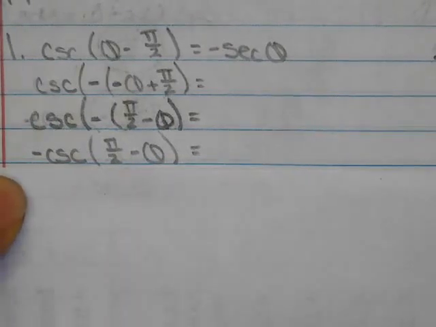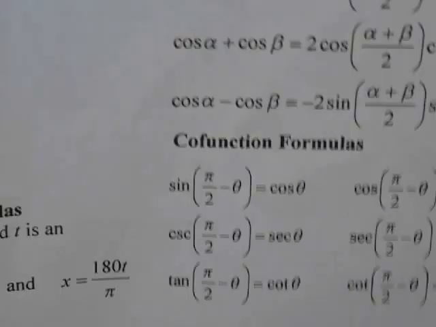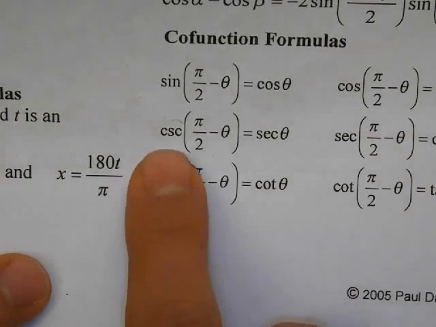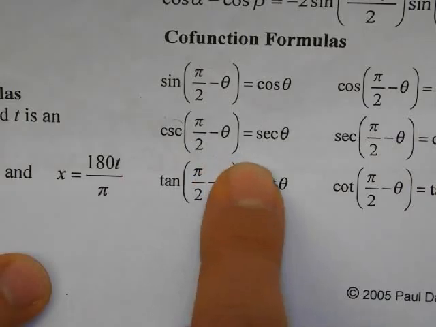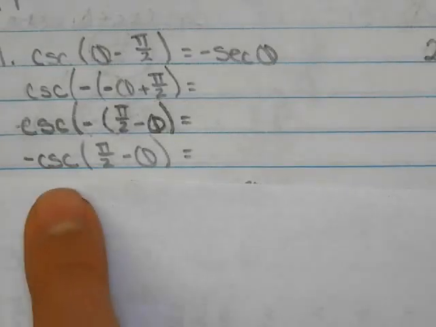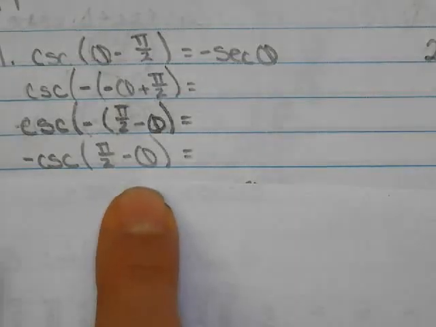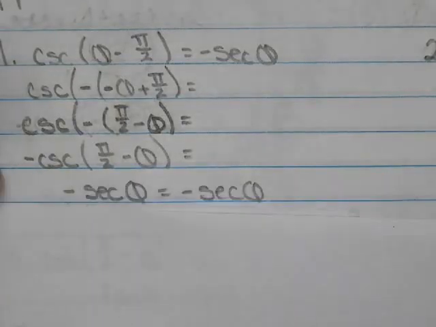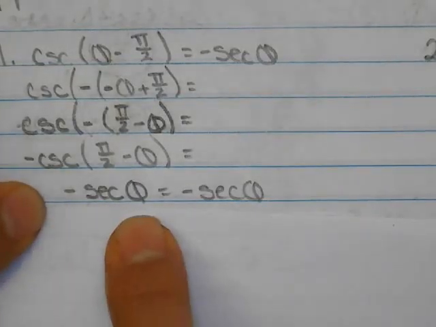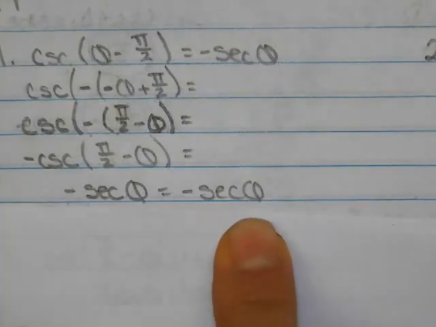Well, then going back to our cofunction formulas, I have cosecant of pi over 2 minus theta, that's the same as the secant. So I change this inside part to secant, leave the negative on the outside, so I get negative secant theta equals negative secant theta. Let's do another one.